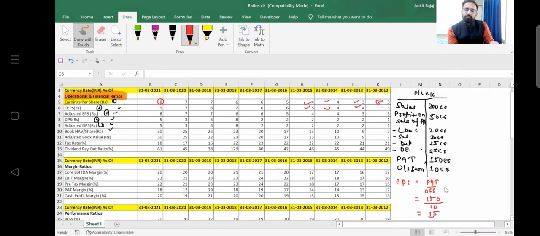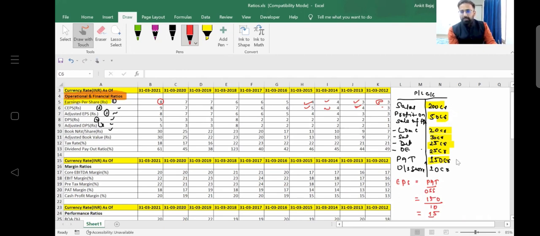Now, if you see here, in this P&L account we have shown sales. Also, we have shown profit on sale of fixed asset, and we have shown some expenses. And here, PAT is 150 crore. When we calculate adjusted EPS, what we do is remove non-recurring expenses or incomes from PAT.